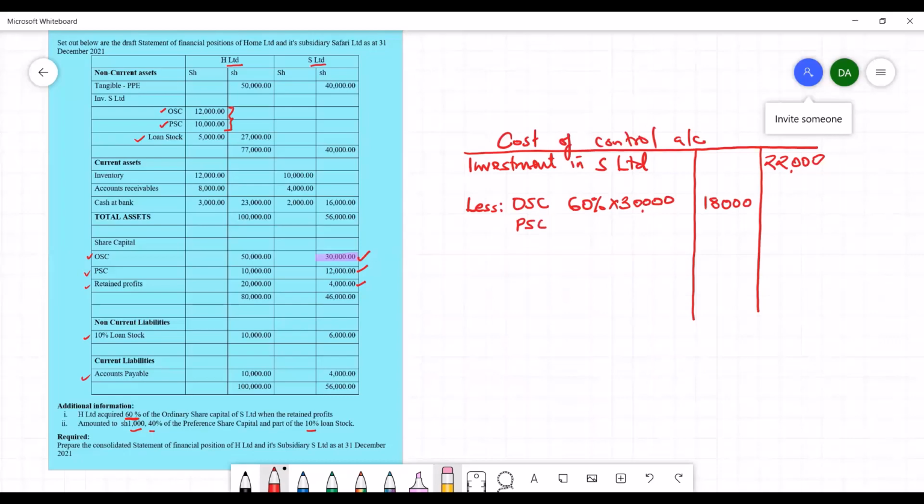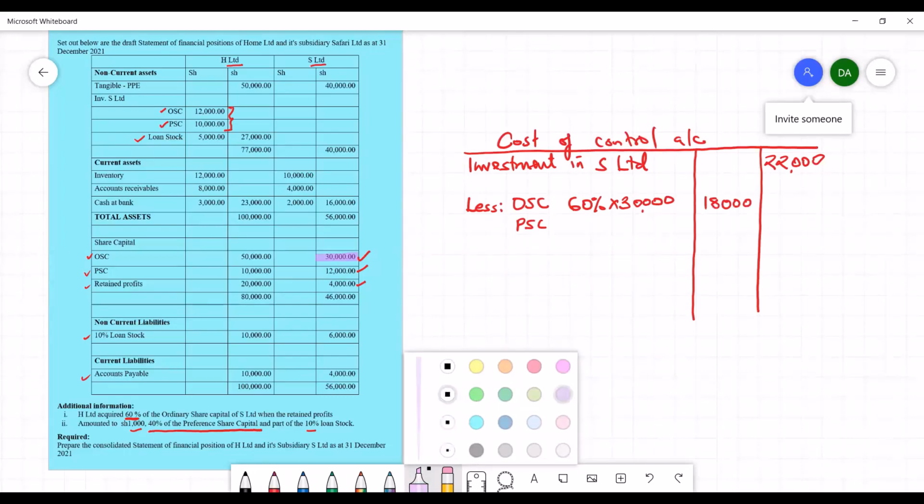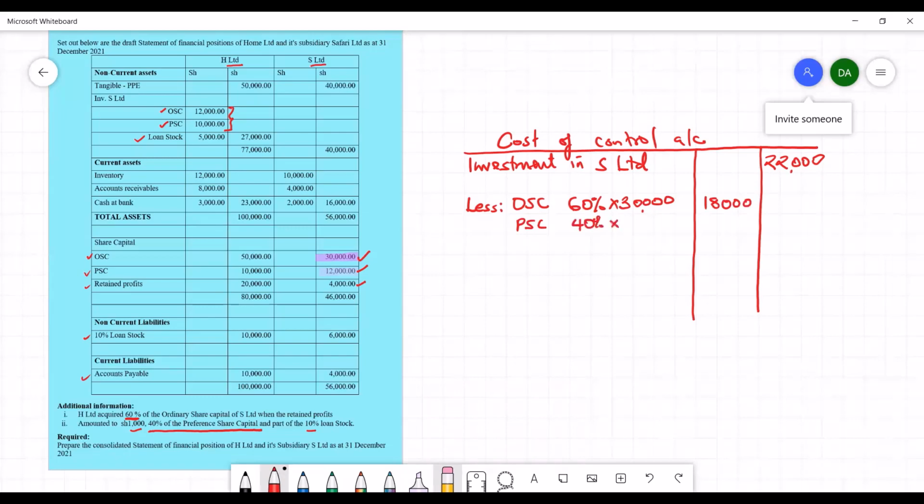Preferred share capital equal to 40%. We are told that H Limited acquired 40% of the preferred share capital of S Limited, which in this case you can see is equal to 12,000. So we say 40% of 12,000. That will give you 40% by 12 is 4,800.